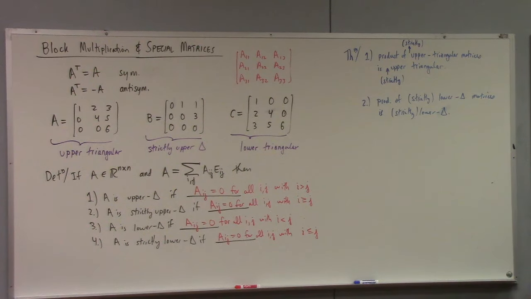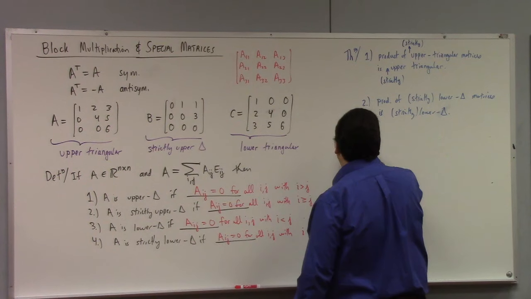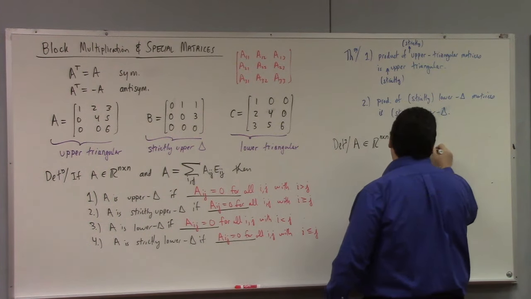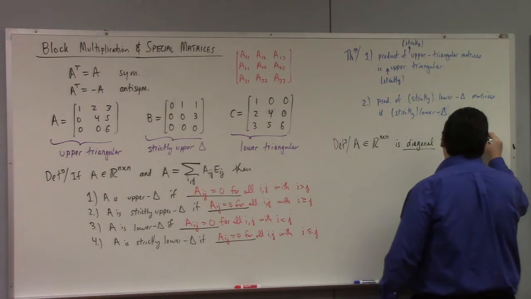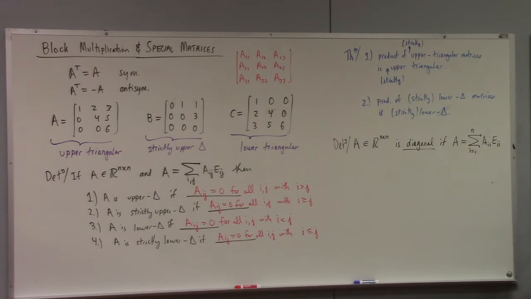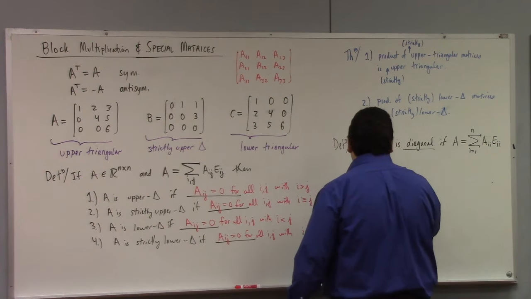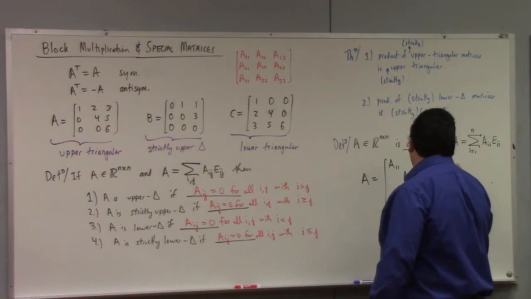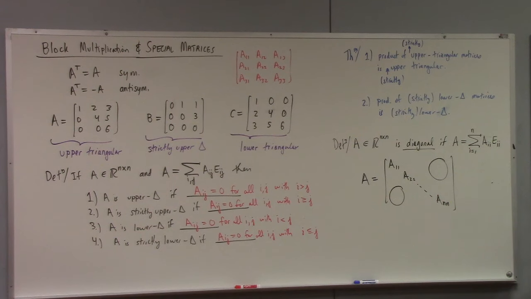Another kind of matrix we should talk about is this. Definition: A in R^(n by n) is diagonal if A is equal to the sum, i equals 1 to n, of Aii Eii. In other words, it's a matrix which is zero everywhere except possibly the diagonal of the matrix, right? So a diagonal matrix looks like this. And then we just do a big zero here and here, just say zeros everywhere else. Or sometimes, a nicer notation that you'll see a lot, it's understood that wherever you don't write things, it's zero. That's a less cluttered notation, right?